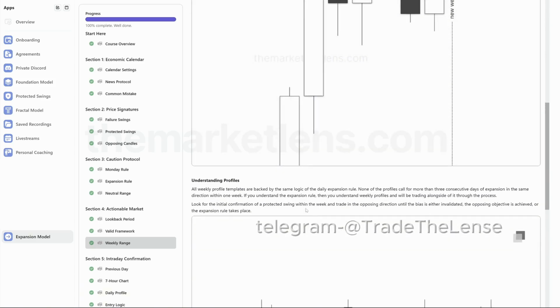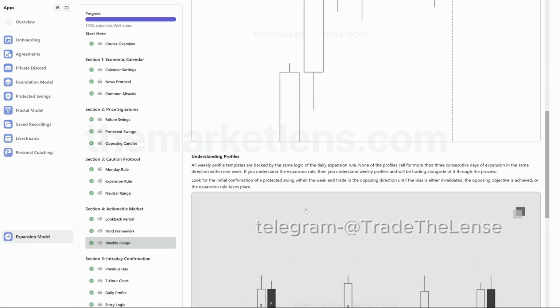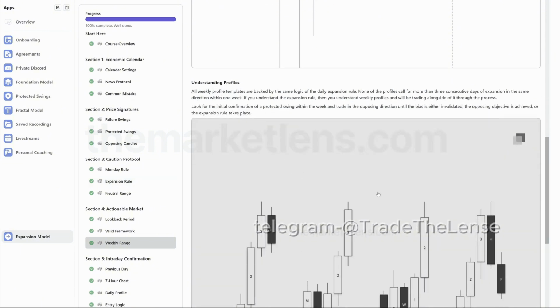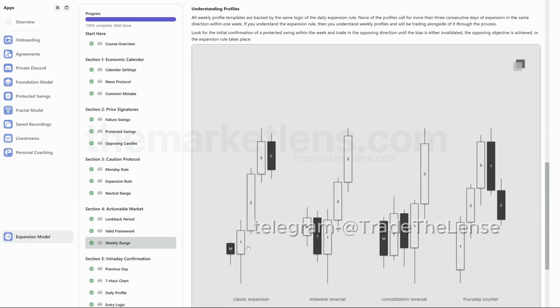Profiles with the weekly profile. Again, it's just the expansion rule. When you understand the expansion rule and you're already trading alongside that and you're avoiding Monday, you are basically trading weekly profiles. Because all of these profiles, if we look at them, classic expansion week, it's 3 days of expansion. Midweek reversal, 3 days of expansion maximum. Consolidation reversal, 2 days of expansion. Thursday counter, 3 days of expansion. The market pauses or returns back into the range. They're all around that same rule. So if you're applying that and avoiding Monday, you're already trading weekly profiles without realizing it.